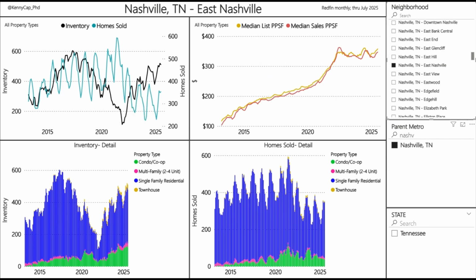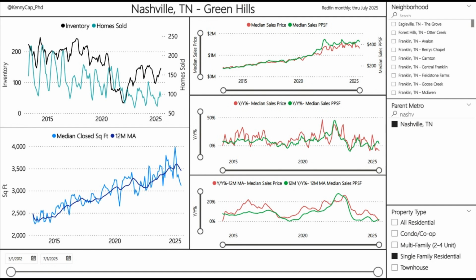So let me just go over here and show a little bit of a different setup of that same data. Now down here, I'm showing the median closed square footage. And now the entire visual can be cut by property type. Okay, so Green Hills, this is a very affluent area. Single family residential is well off of its lows. It's going to go higher. It just is. And now what's occurring is people are buying smaller homes in terms of what's closing.